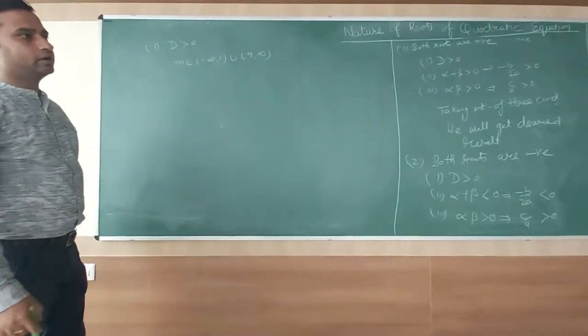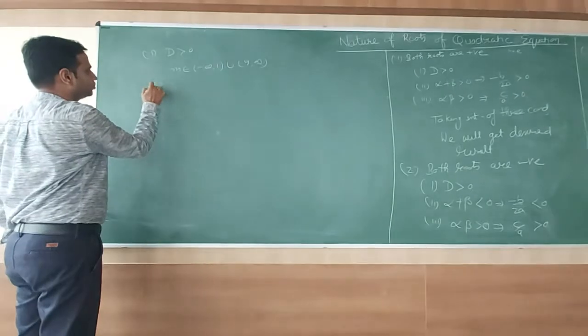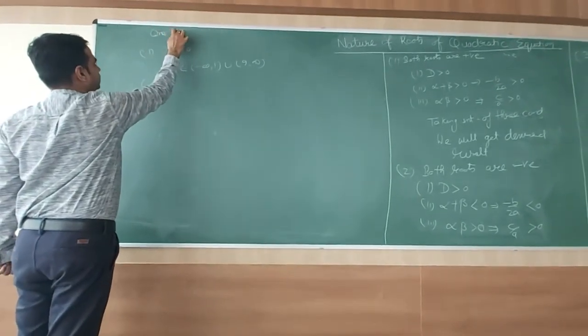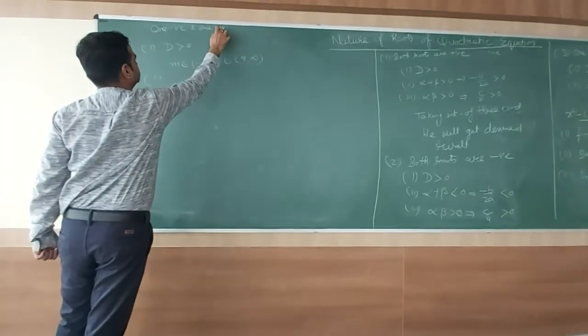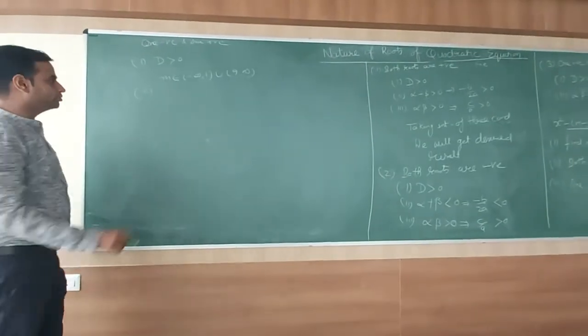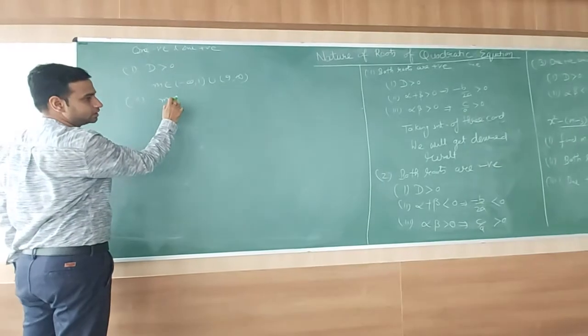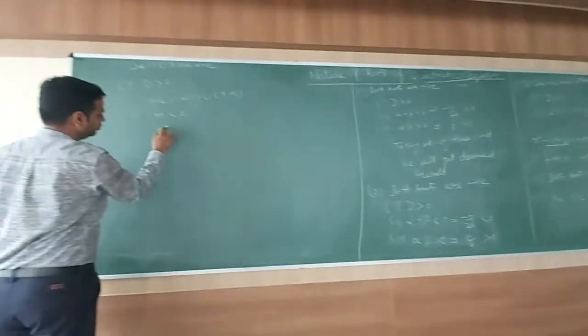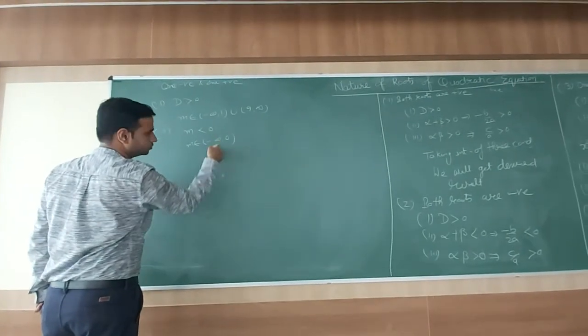Okay. And now we are talking about the second point, that is product. This one is one negative and one positive. So second point is what? C, m, we see that is less than 0. So m belongs to minus infinity to 0.